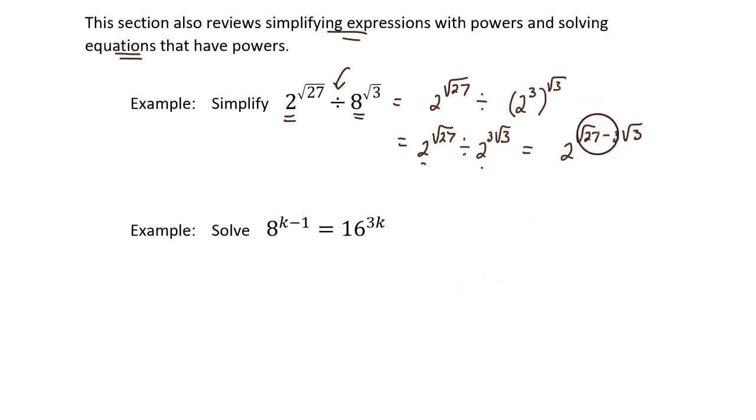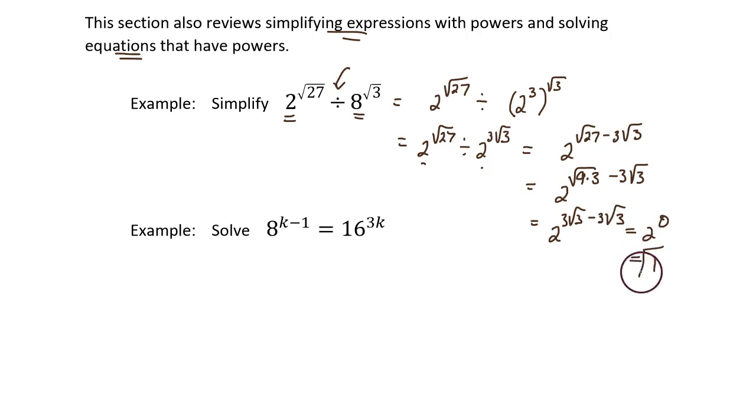Is this first square root going to simplify? Well, it does. Think of the square root of 27 as the square root of 9 times 3. And what is the square root of 9? It's just a 3. So this is 2 to the 3 square root of 3 minus 3 square root of 3. You see what happens in those exponents? It becomes 2 to the 0, which is just equal to 1. So a problem that at the beginning seemed like it would make a pretty hard answer actually just turns out to equal 1.